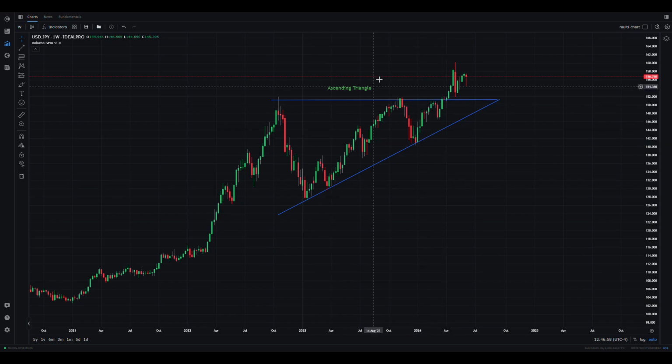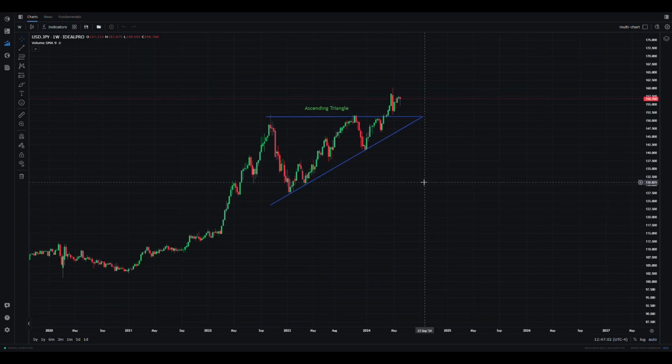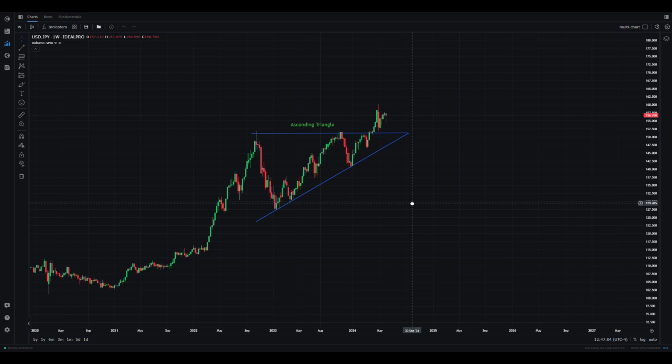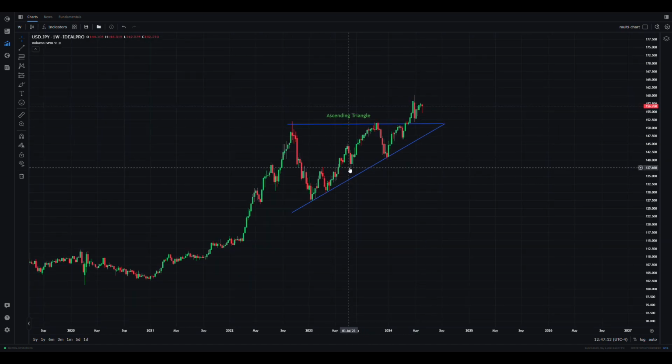Ascending triangles are considered bullish continuation patterns because they typically occur within an uptrend. As the price consolidates within the triangle formation, buyers continue to show strength by pushing the price higher, albeit at a slower pace. This suggests that the underlying uptrend is still intact and may resume once the pattern resolves.